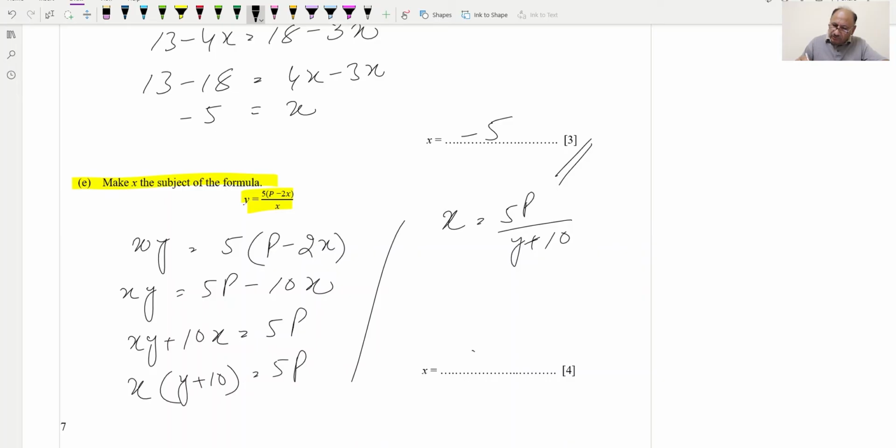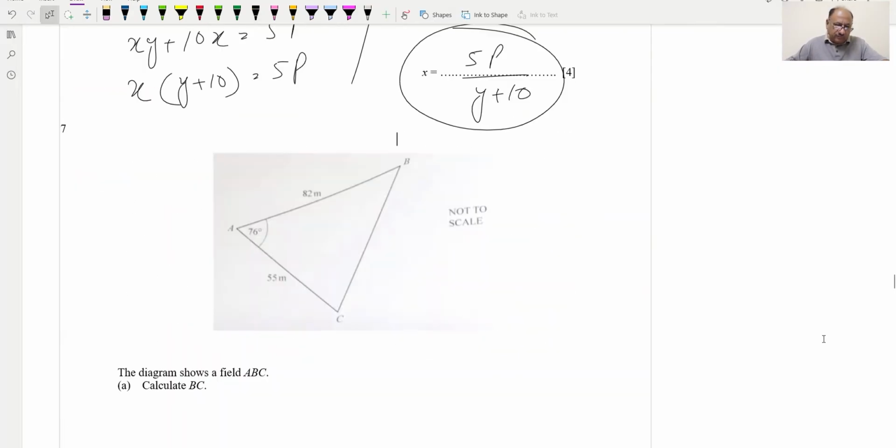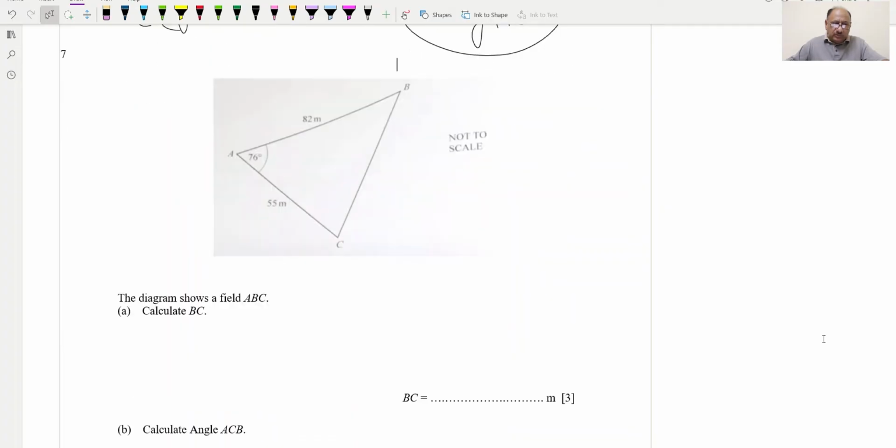It's a very easy, straightforward question. Making the subject, if you focus on this, you can earn a lot of marks. So this is done. Now we can move to question number 7, and question number 7 says this is the drawing given which is not to scale.